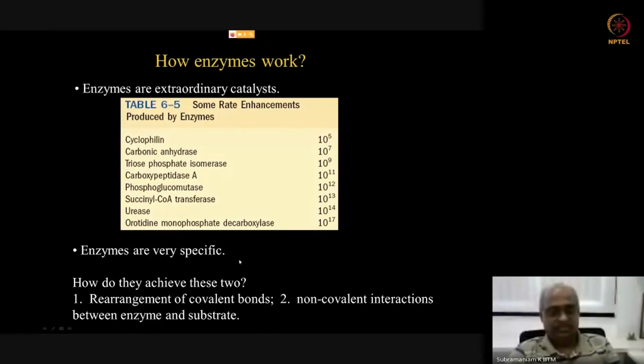And they are very specific. This I have highlighted multiple times. An enzyme that will phosphorylate glucose at the 6th position will not do so for galactose at the 6th position. And I think the last time I used the example of digestion of starch versus cellulose. The enzyme in our body will hydrolyze starch into glucose, but not cellulose into glucose. So enzymes are very specific. So two important points here, shown in these two bullets: one, they are extraordinary catalysts, and two, they are very specific.